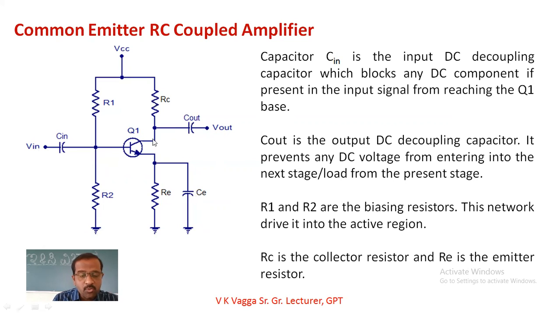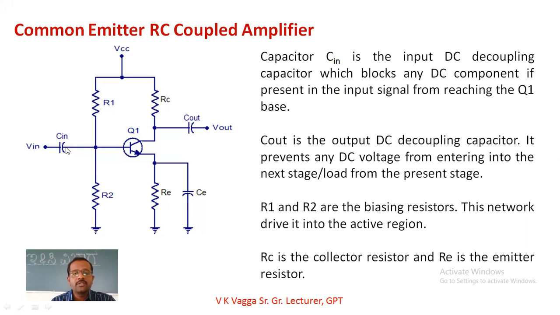This arrangement does the amplification of an AC signal. The capacitor CIN is an input DC decoupling capacitor, which blocks any DC component present in the input signal from reaching the Q1 base. CIN acts as a coupling capacitor, since this is an RC coupled amplifier, and it is used to couple.